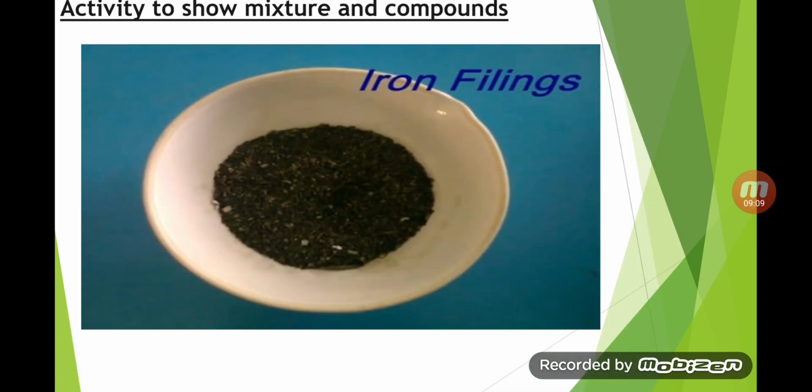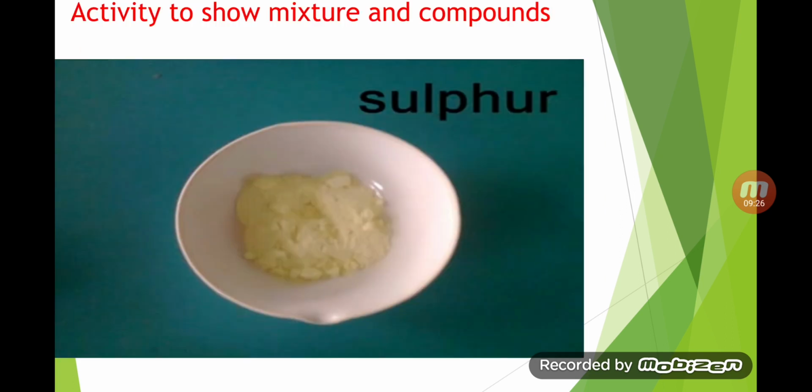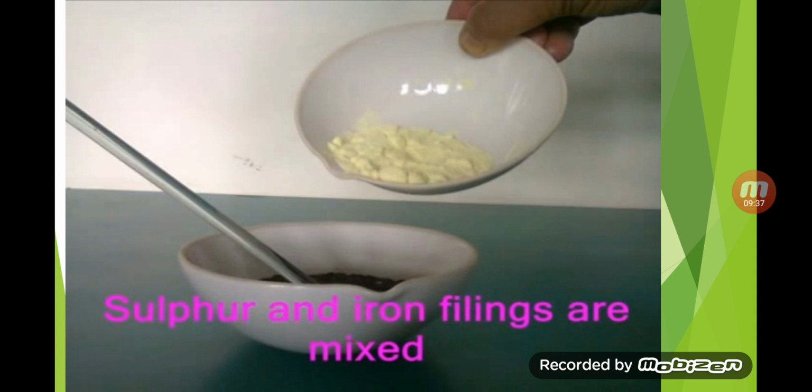Yes, I am going to give some examples by activity. I have taken a few granules and dust of iron filings in a china dish, and in another china dish I have taken sulfur powder. It is yellowish white, creamy color, you can say. And after mixing it, suppose sulfur and iron filings are mixed.